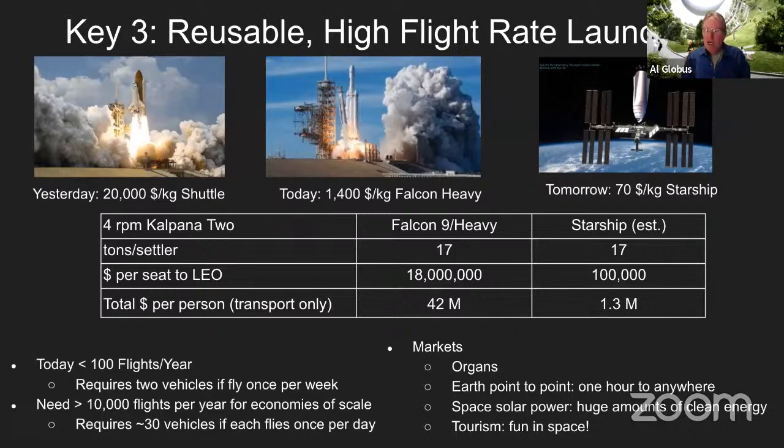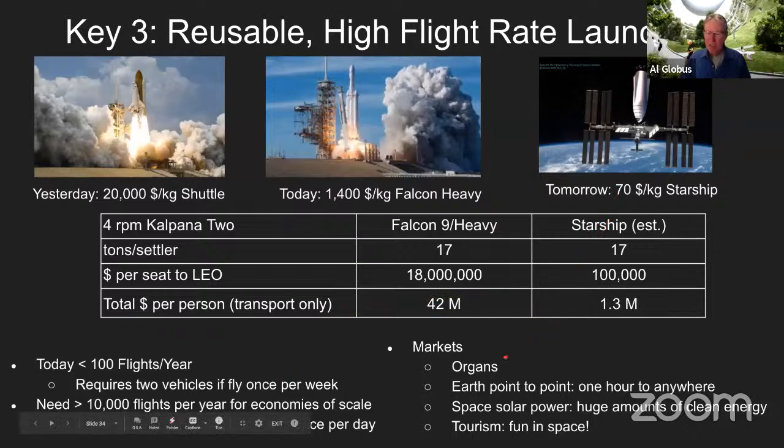Okay. However, there's a problem. You're not going to get to this number if you just have 1 or 2 vehicles and you fly them every couple of weeks. If you've got a vehicle that could fly every day and you only fly it once a month, it's almost 30 times more expensive than if you flew every day. And today there are less than 100 flights per year. So if you had a vehicle that could fly once a week, 2 of them would be sufficient. 2, okay? It doesn't work. I think you need, and this is really a guesstimate, at least 10,000 flights per year to get economies of scale, to allow for this $70 per kilogram.